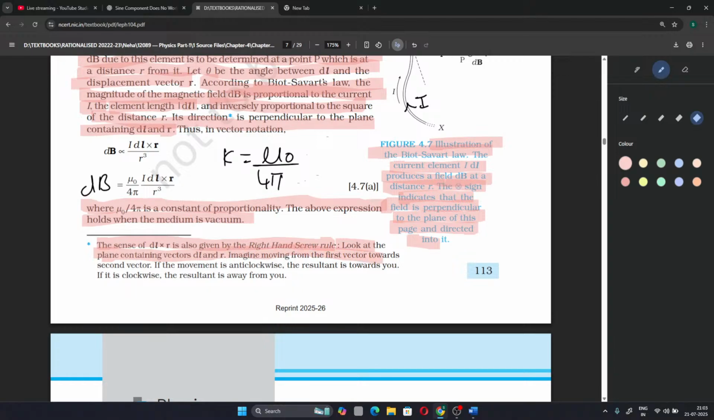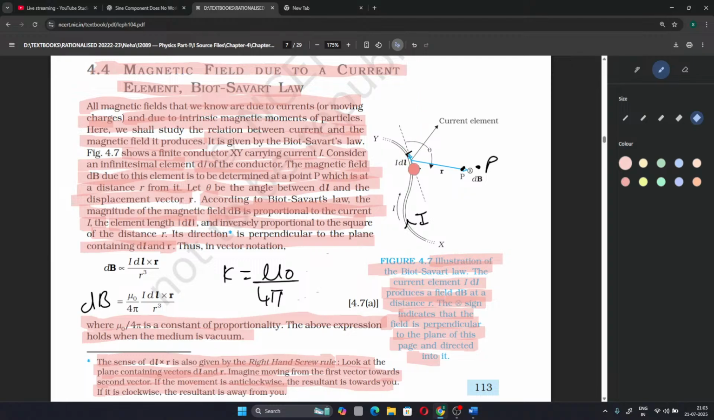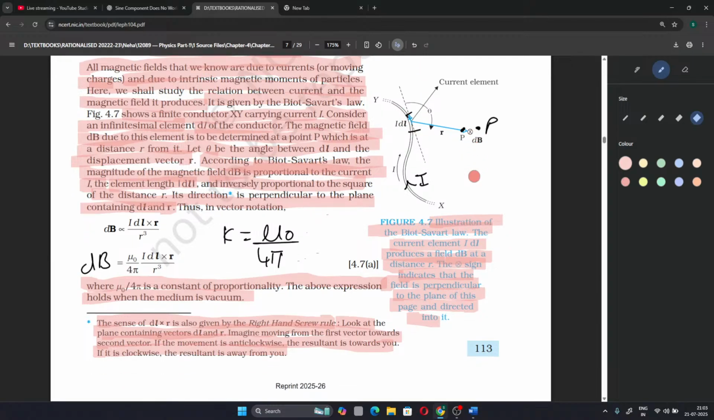Imagine moving from the first vector toward the second vector. If the movement is anti-clockwise, the resultant is towards you. If it is clockwise, the resultant is away from you. Basically, they're talking about the right hand thumb rule, where we see the plane of dl and r.